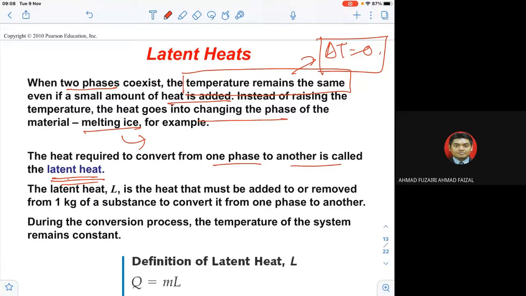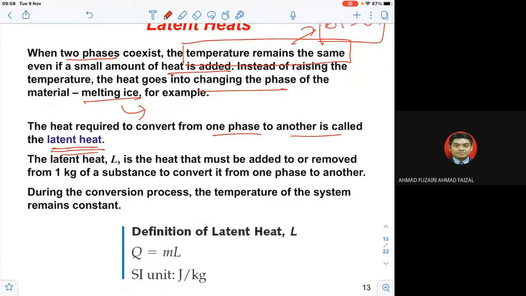So in this case, you need to look at where there is no change in temperature, that will be where the latent heat is involved. So what is latent heat? The latent heat is the heat that must be added or removed from 1 kilogram of substance to convert it from one phase to another. It's just to change the phase.